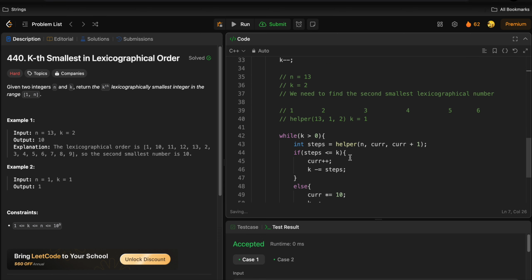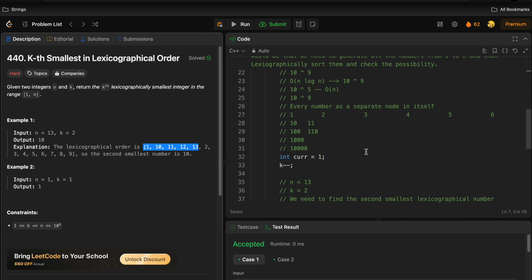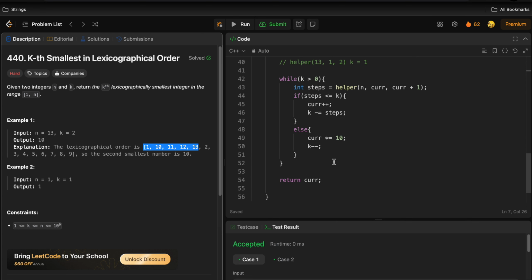How this 5 is coming is fairly simple. So see, if we just consider this example, 1, 10, 11, 12, 13, 2. So how many numbers are there? In total 5 different numbers are there. So if you just consider this 1, 10, 11, 12, 13 and then 2, because we are just considering numbers up to 13, and after 13 we'll have 2. So these are the 5 numbers that we got. So initially our steps should be 5 if everything is going as expected.